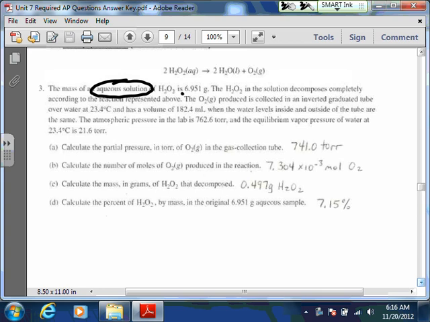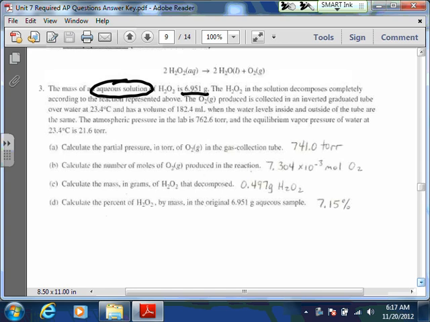So when it tells us the mass is 6.951 grams, that's not the mass of the H2O2. That is the mass of the entire solution, okay? And it says the H2O2 decomposes completely, okay? But that doesn't mean 6.951 grams of H2O2 decompose completely. It means that however much H2O2 is in there decomposes completely, okay?